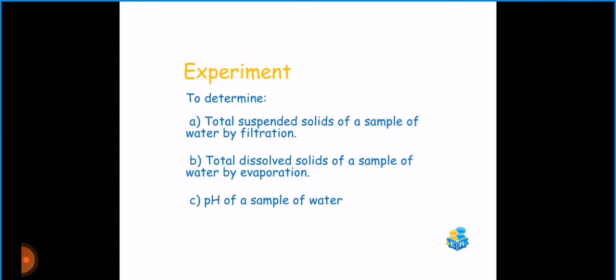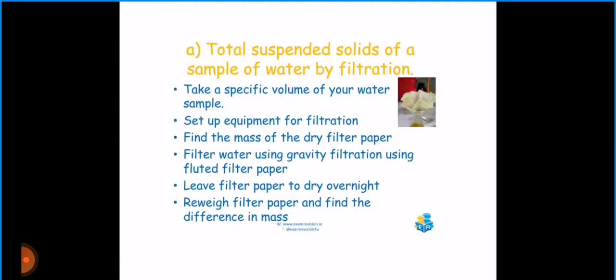As part of water treatment, an experiment can also come up, and the experiment is basically to determine the total amount of suspended solids present in a sample of water, the total amount of dissolved solids present in a sample of water, and to find the pH of the water. So to find the total amount of suspended solids in water, you would use filtration. To find the total amount of dissolved solids present, you will use evaporation. And to find the pH of a sample, you will usually use a pH meter. So let's look at each part now individually.